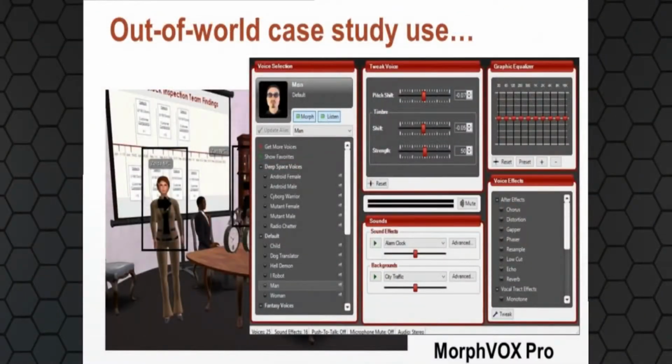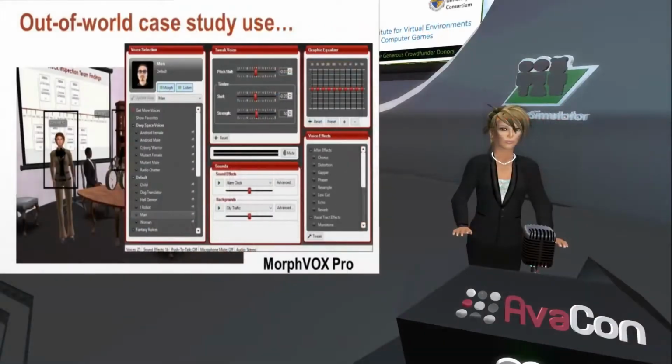So turning next to making out-of-world video clips for out-of-world use, when I assume the identities of the characters in my case study, I use MorphVOX Pro software to morph my voice into different characters. This particular software package is fairly inexpensive, about $40, and it comes with 25 preset voice morphing options.